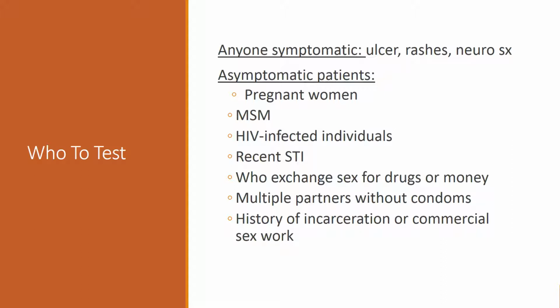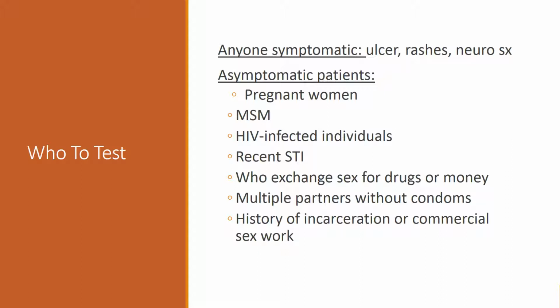So who do we screen? Screening asymptomatic patients, we're going to test every pregnant woman. We need to screen at least annually men who have sex with men, people who are already infected with another STD or sexually transmitted infection, as well as people who have HIV. And then our highest risk folks, those who exchange sex for drugs or money, have multiple partners without condoms, and anyone with recent incarceration or who is a sex worker. So all of those people just get screening tests.